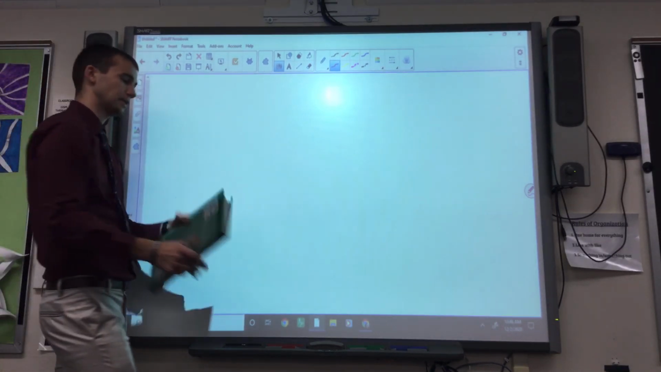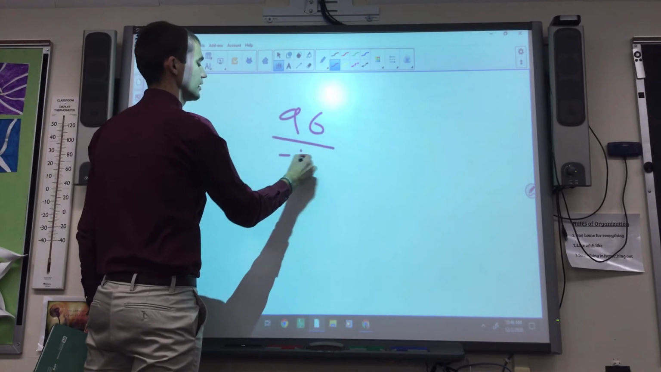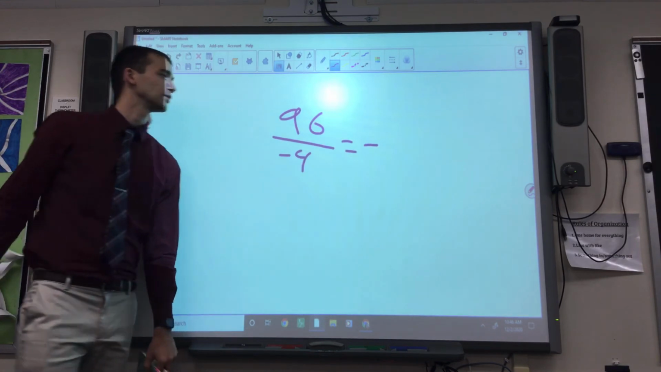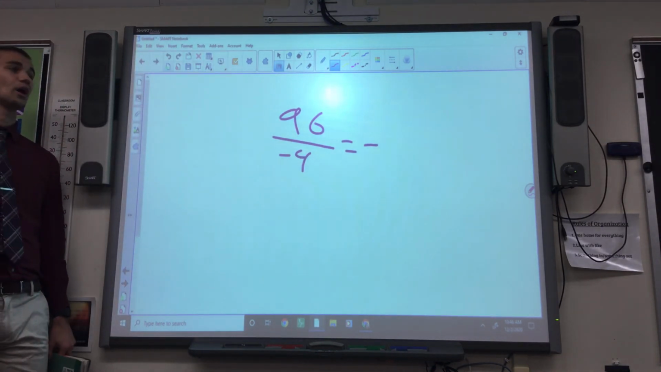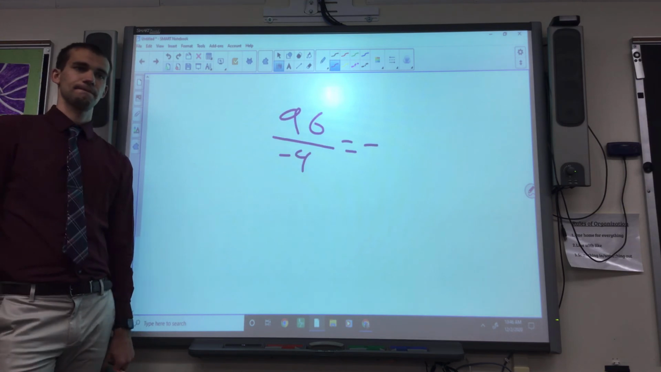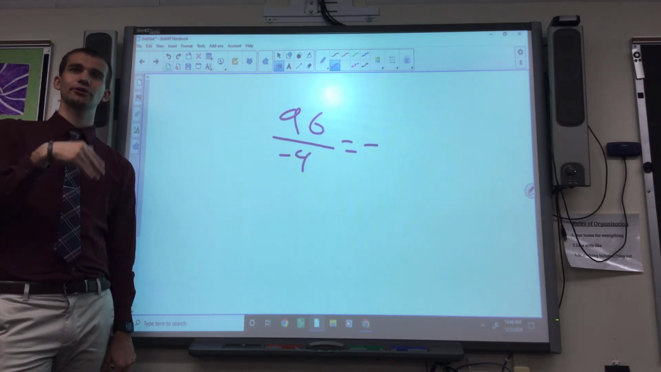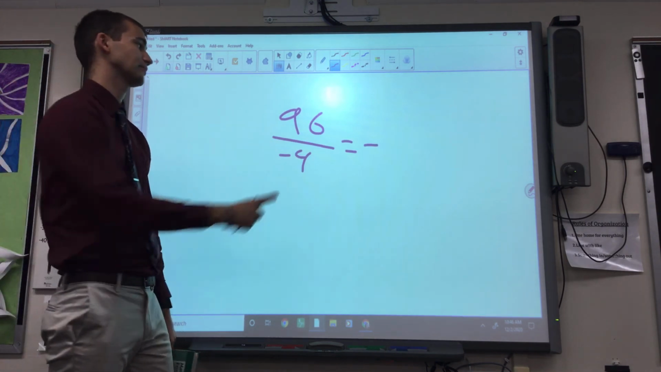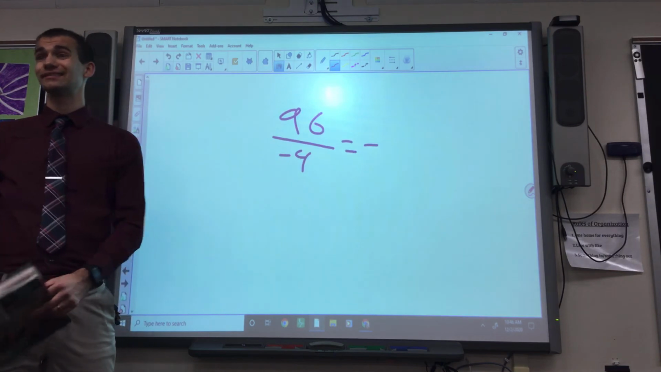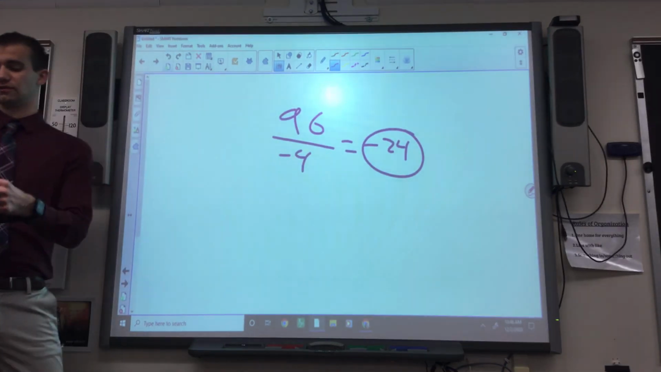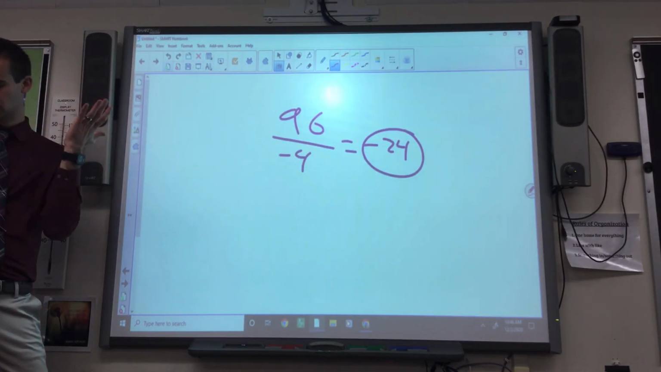And then 96 divided by negative 4, is your final answer positive or negative? Negative. Think, 4 goes into 100 how many times? Think about it: 4 quarters in $1. Each quarter is worth 25. So 4 goes into 100 25 times. How many times is it going to go into 96? One less. 24. So your answer is 24, negative 24 because your answer is negative on that one.